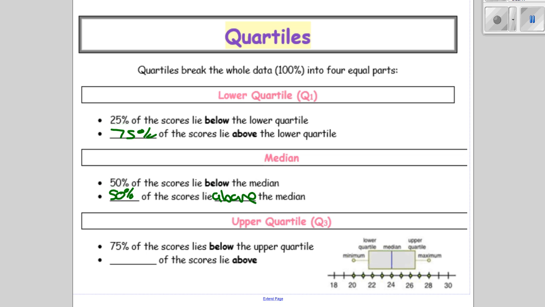So the maximum. What percent of the data lie above the upper quartile? 25%. So just trying to get the concept that it's split into quarters. That's a quarter of the population, a quarter, a quarter, a quarter.